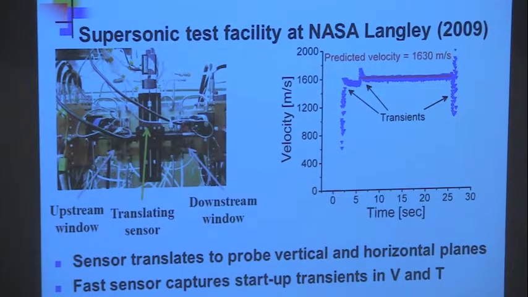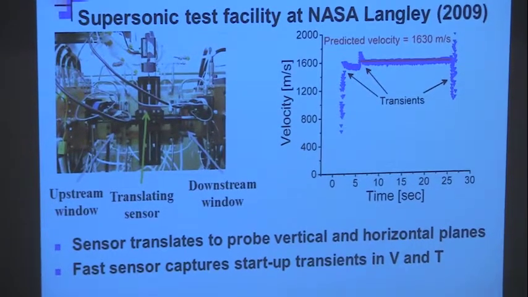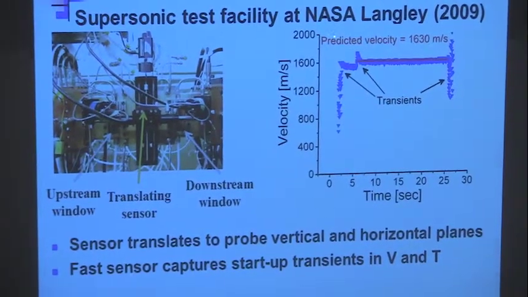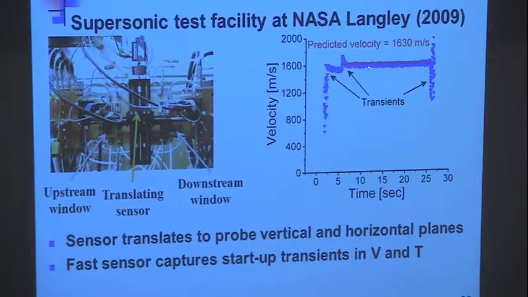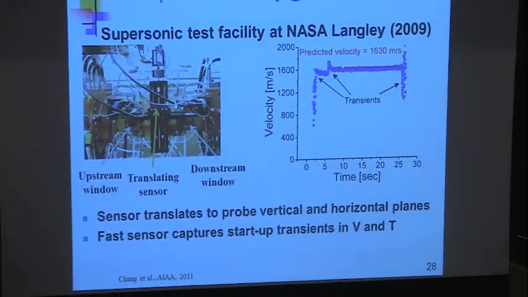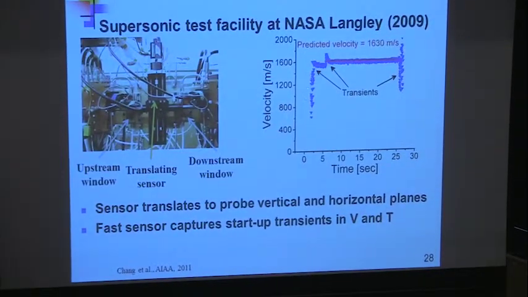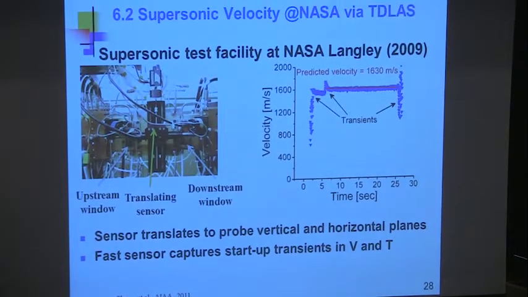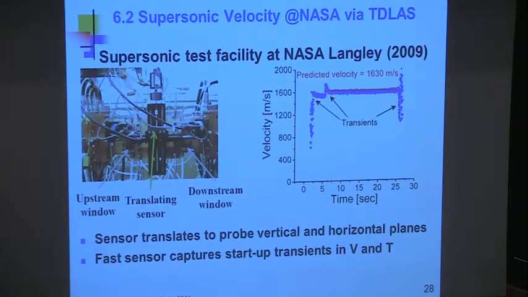And because the sensor is pretty fast, we could actually observe transients. So here's a case where we predicted a velocity of 1,630 meters per second. It was their test condition. But you can watch the tunnel turn on, oscillate a little bit, behave well, and then turn off. So they just run this thing for like 20 seconds to simplify any cooling requirement. I'm just showing you the velocity part.